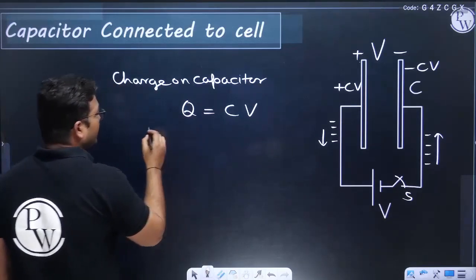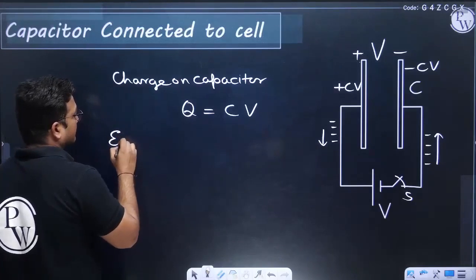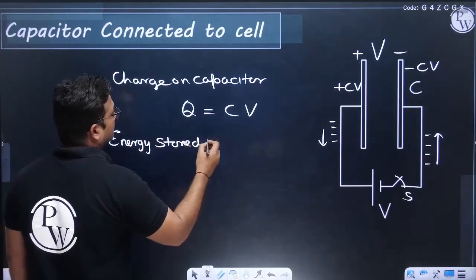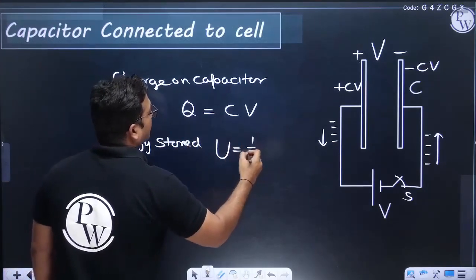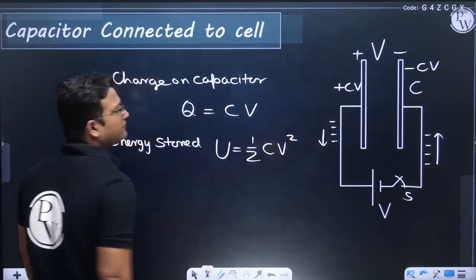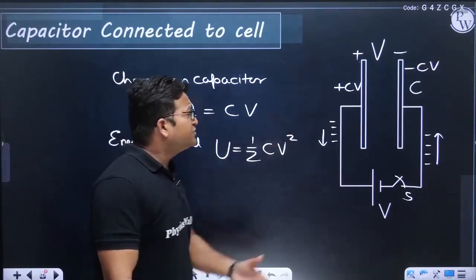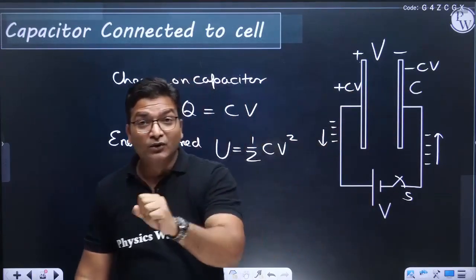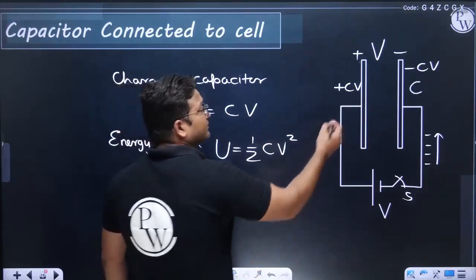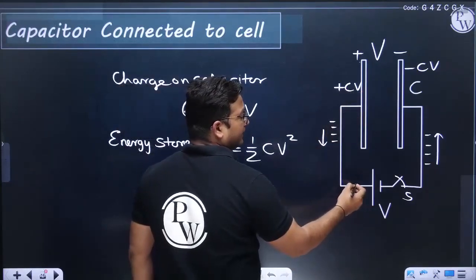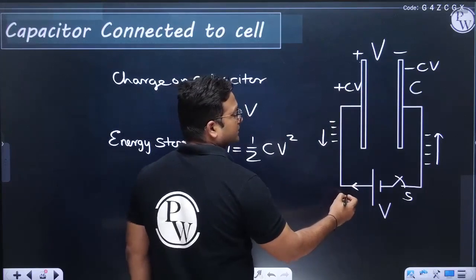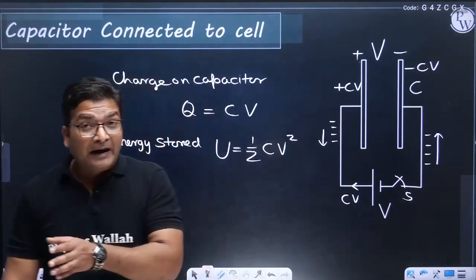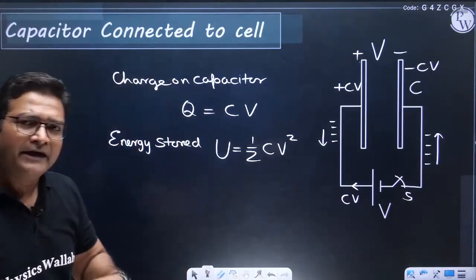Okay, the energy stored in the capacitor is U equals half CV squared. Initially the plates were uncharged, they had no charge, and now this plate has plus CV charge, so definitely the battery has given it a charge equal to CV. When a battery provides charge to a circuit, it does work.